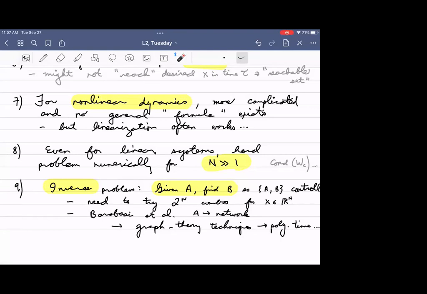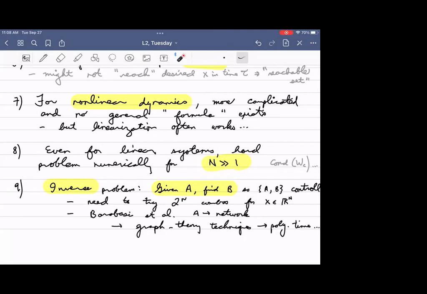And this is work that was by Barabasi and company, and in their interpretation, you can think of A as kind of a network. So every non-zero entry in A connects the dynamics of component I with J. So you can think of the different elements of the state vector as kind of nodes, and construct a graph that says, are there interactions from one node to another node?